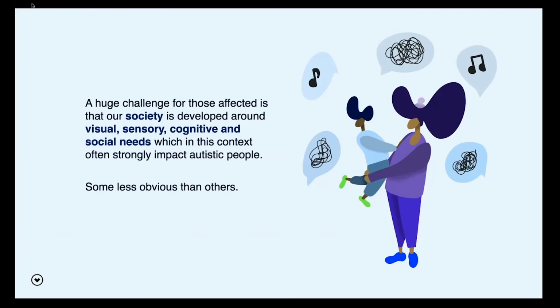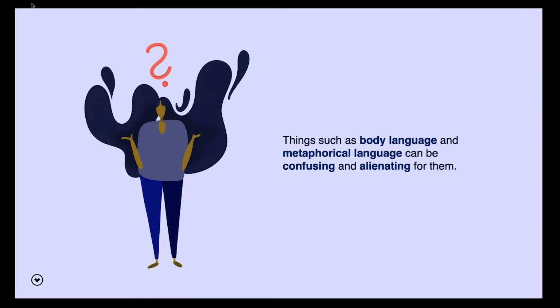A huge challenge is that our society as a whole is built around visual, sensory, cognitive, and social needs. This can have a massive impact on autistic people, some less, some a little bit stronger. For example, the way we communicate through body language, facial expressions, and metaphorical language can be really confusing and even alienating, and often makes them feel excluded.